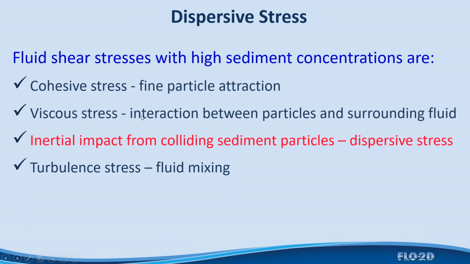Then there are the viscous stresses, which are the combined interaction of particles and the surrounding fluid. Then there's an inertial impact that comes from an inertial stress from colliding sediment particles, and this is the billiard ball effect. In order to have a billiard ball effect, you have to have a significant vertical velocity distribution such that the higher layers of the flow are flowing faster than the lower layers, and the particles in the upper layer are moving faster and can dissipate this momentum, the energy, and transfer the momentum to the boundary in this manner.